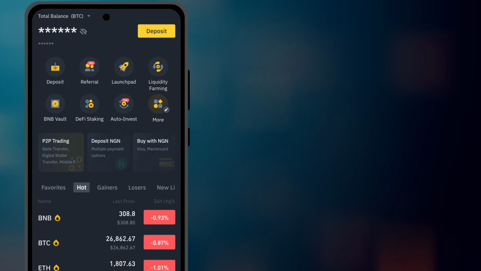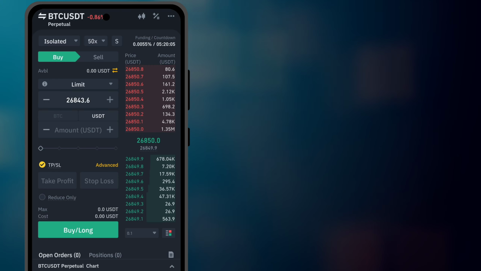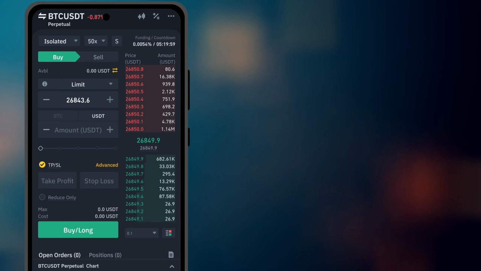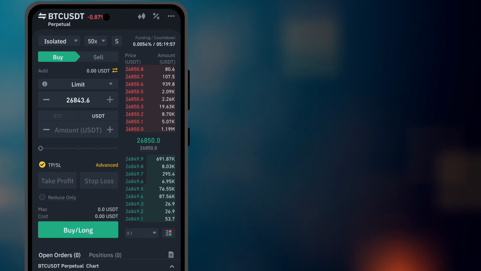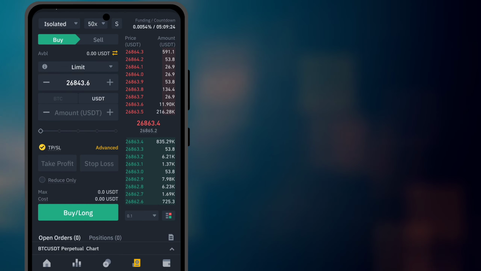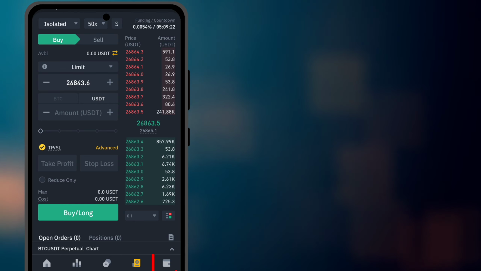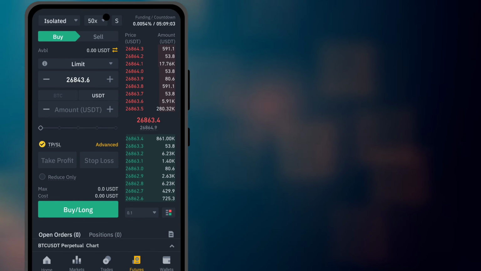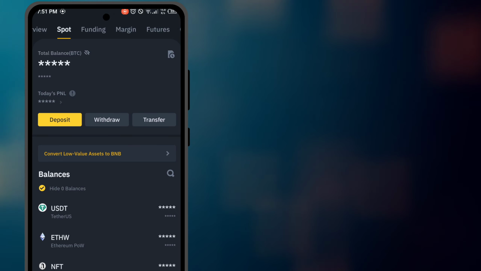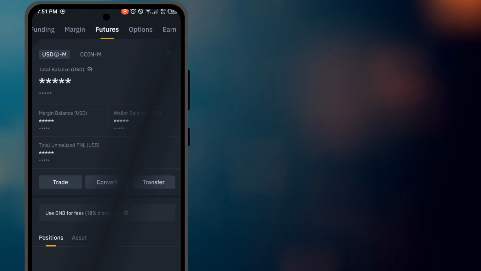Now, when you come to the futures market, before you trade, you will need to fund your futures wallet account, which is different from your actual wallet account or your spot wallet account. This futures wallet account is for you to make transactions on this futures market. And for you to fund your futures wallet account, you just have to come to your wallet section. And on your wallet section, you go to spot, or you can just go to futures directly. Then on this futures icon, you click on transfer.